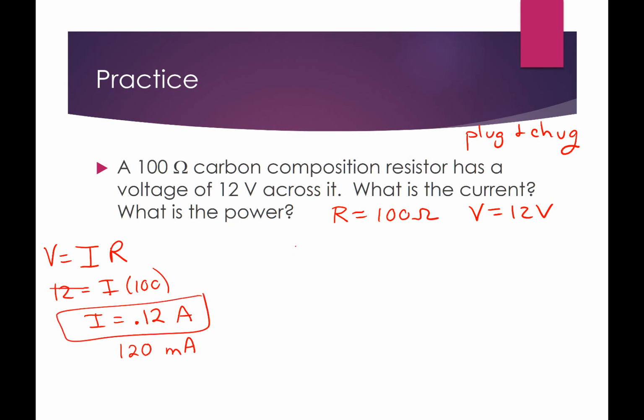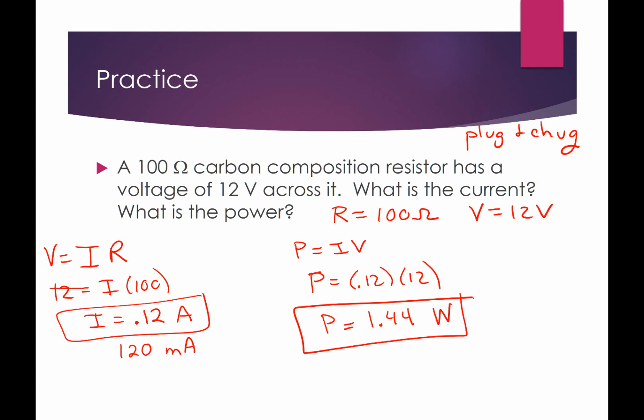All right, then it wants the power. P equals IV. So P equals IV, because I've got my squares memorized. Power is equal to 1.44, and the units are watts. And so that's really what we're looking for, I guess, is just some basic literacy with these equations, just to get comfortable with using P equals IV and V equals IR.